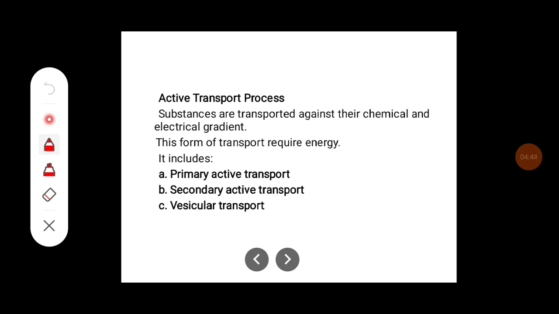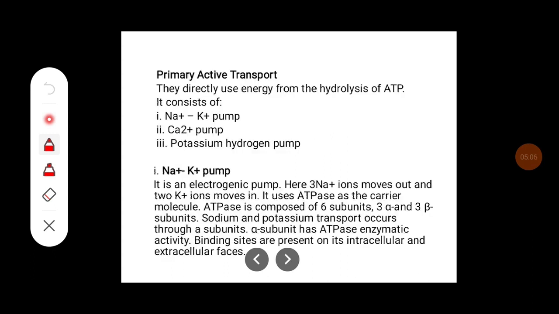Coming to active process, here the substances are transported against their chemical and electrical gradient. This form of transport requires energy in terms of ATP. The different types of active transport are primary active transport, secondary active transport, and vesicular transport. The primary active transport directly uses energy from the hydrolysis of ATP. Some examples for primary active transport are the sodium potassium pump, calcium pump, and potassium hydrogen pump.